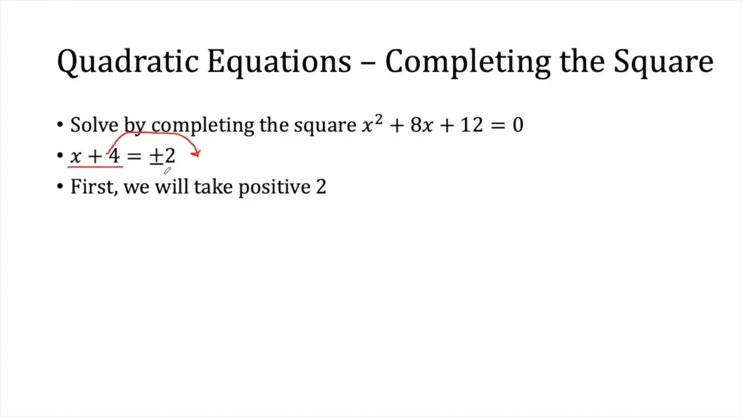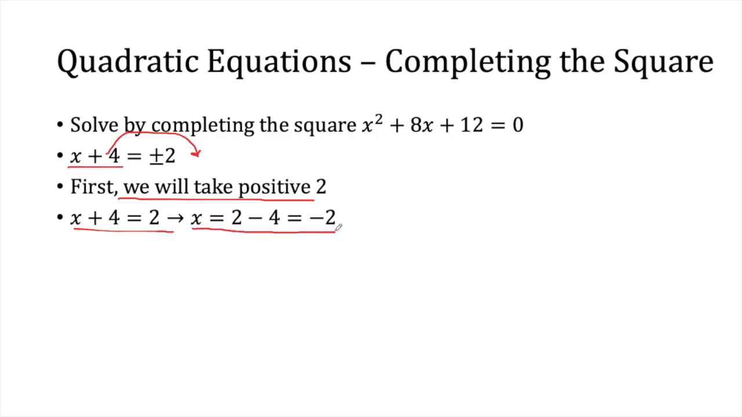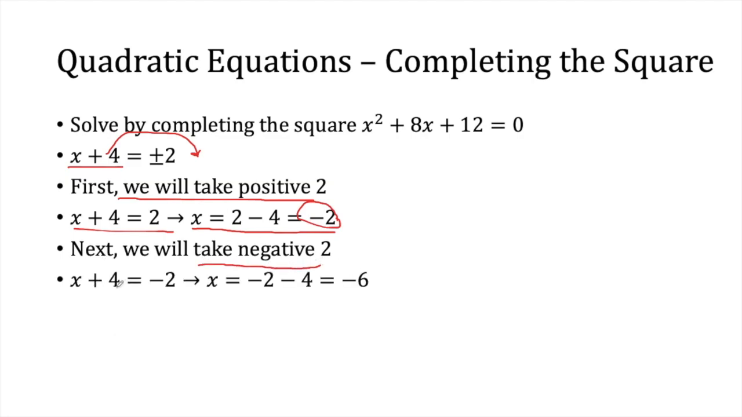So first we will take positive 2 and evaluate the value of x. So this means that we have x plus 4 is equal to 2, and subtracting 4 on both sides of the equation, we will get x is equal to 2 minus 4, which is negative 2. So this is our first value of x. Next, we will take negative 2 on the right hand side and do the same procedure. We will subtract 4 from both sides, and this will give us x is equal to negative 6, which is our second value. So this means that x is equal to negative 2 or negative 6. And these are our two values for the equation.